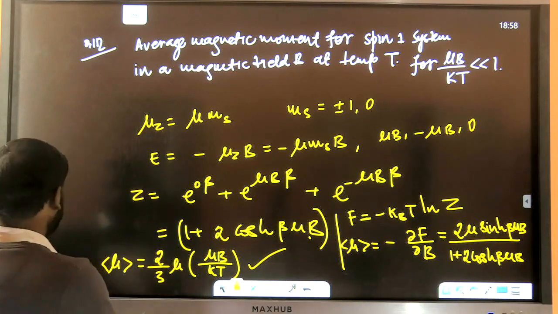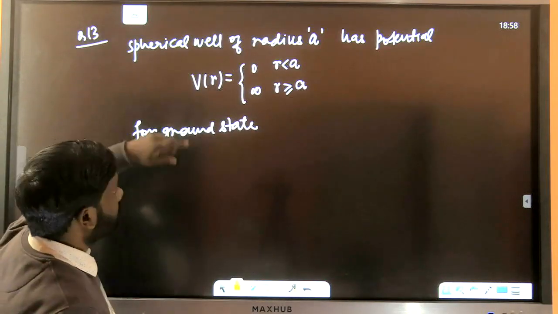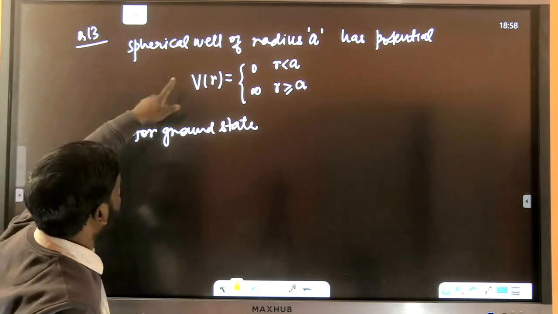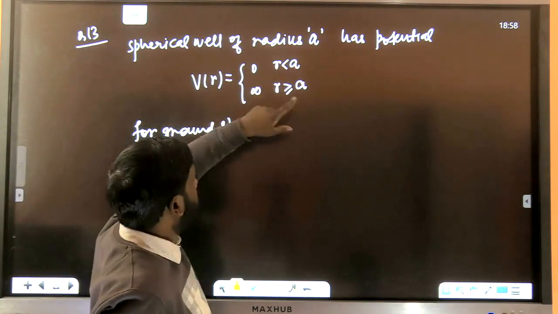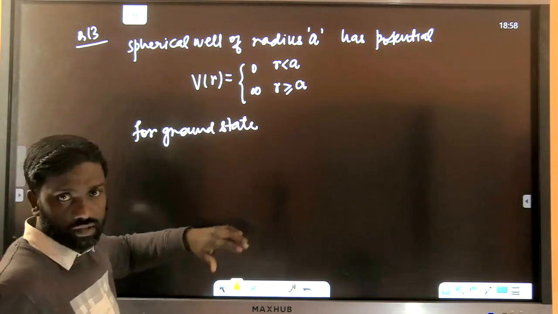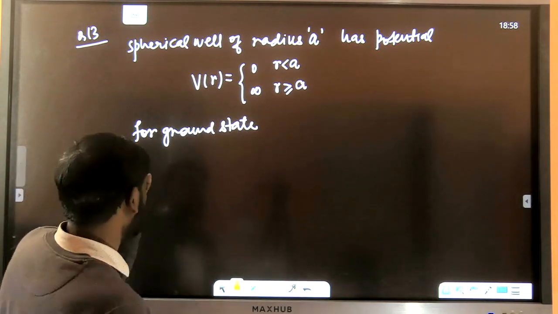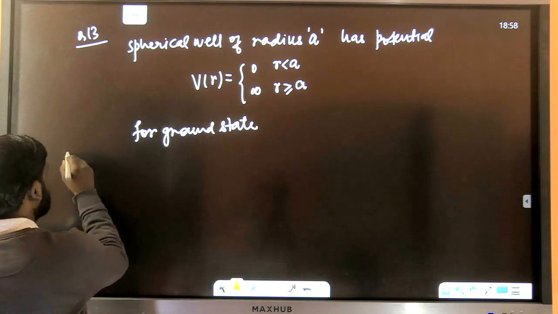Now let's go to another question. It says a spherical well of radius a has this potential. For the ground state, there were some MSQ questions. So let's write the Schrodinger equation.